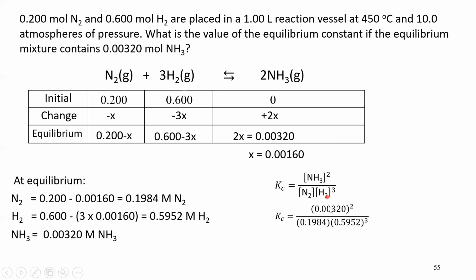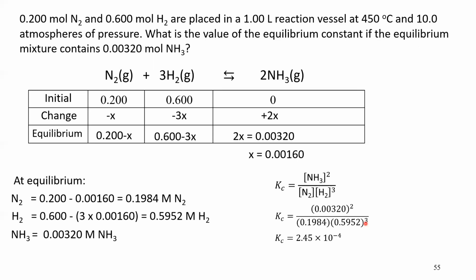So 0.00320 squared divided by 0.1984 and then divided by 0.5952 cubed equals 2.45 times 10 to the minus 4.